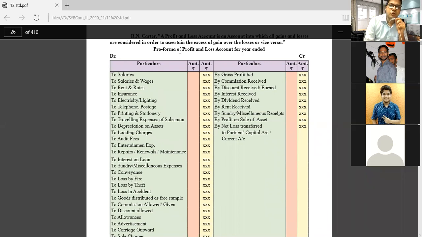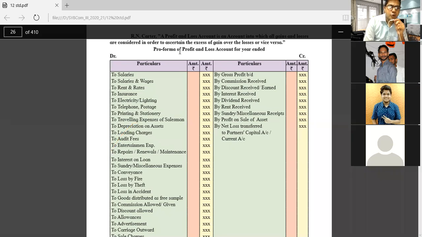Then depreciation on assets which are part of the partnership firm. For example, land and building, furniture, plant and machinery. These are the assets, and we have to charge depreciation, and it is one of the expenses, and it is recorded in the profit and loss account debit side.